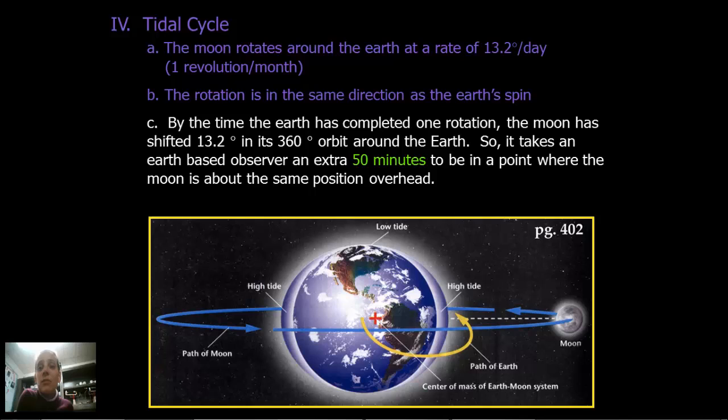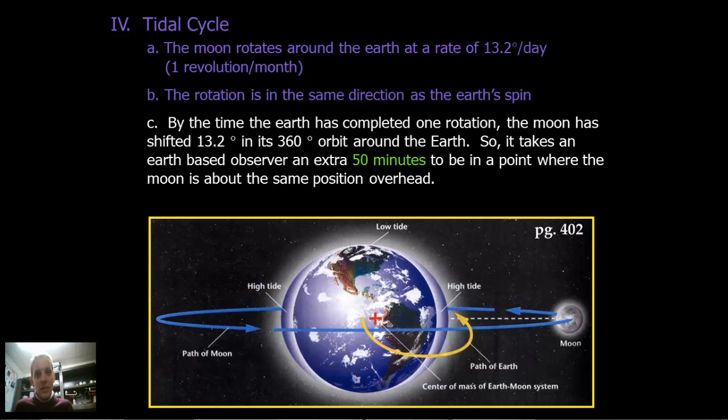By the time the Earth has completed one rotation, the Moon has shifted 13.2 degrees in its 360-degree orbit around Earth. So the Earth completes a rotation in 24 hours, hence the reason we have night and day. Within that 24 hours, the Moon has shifted 13.2 degrees in relation to its position with the Earth. So it takes an Earth-based observer an extra 50 minutes to be at a point where the Moon is at about the same position overhead.